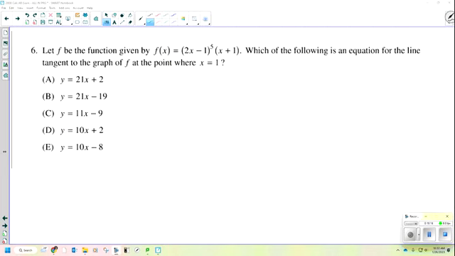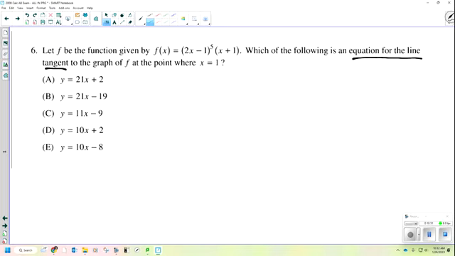Number 6. Let f be the function given by f of x equals (2x minus 1) to the 5th times (x plus 1). Which of the following is the equation for a line tangent to the graph of f at the point where x is 1?